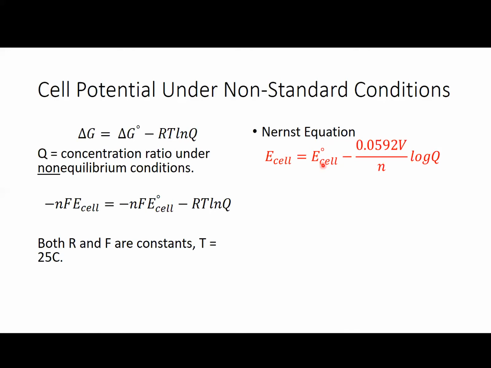So that means that the standard cell potentials that we get off the table, minus this number, which ought to be relatively small, 0.0592 over the number of electrons being exchanged times the log of Q, will get us Ecell. So usually this number is a little different from this one. And you can think about it like this.